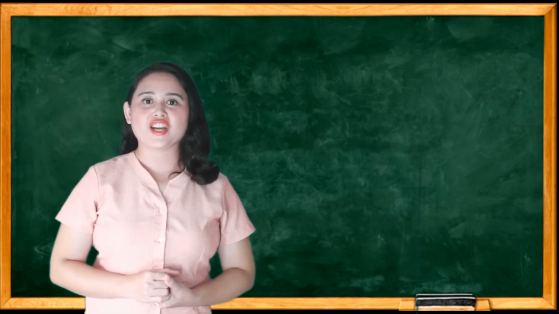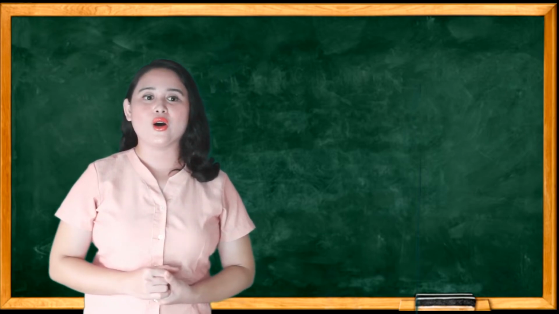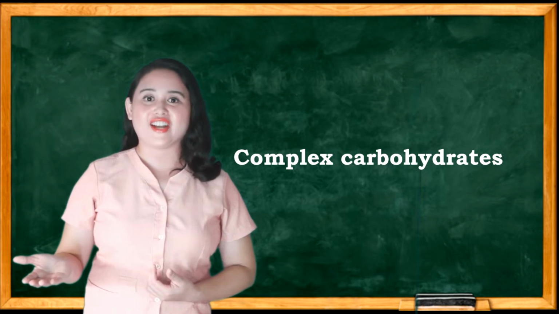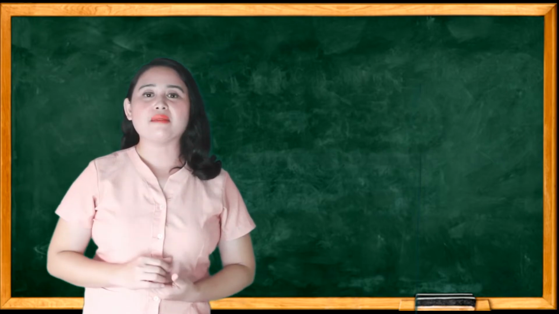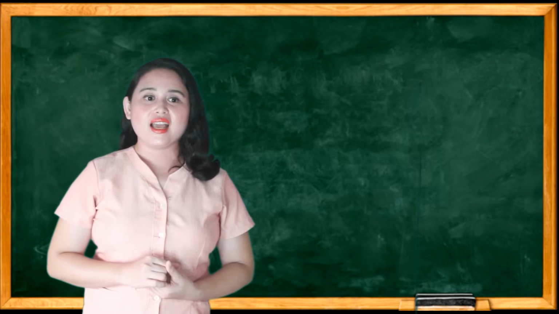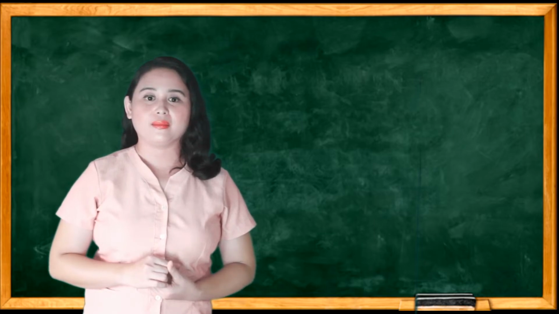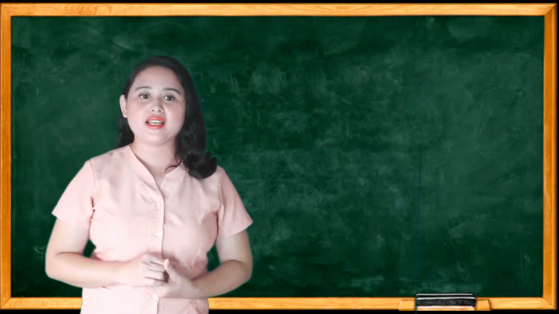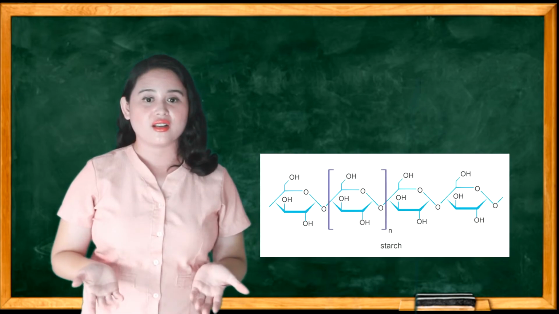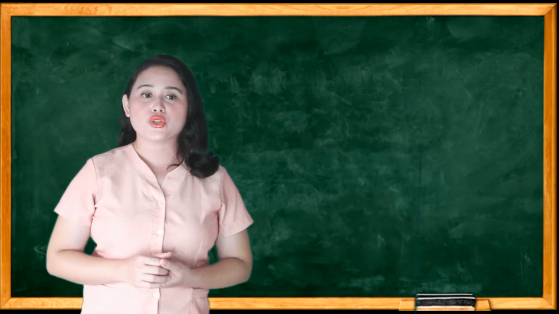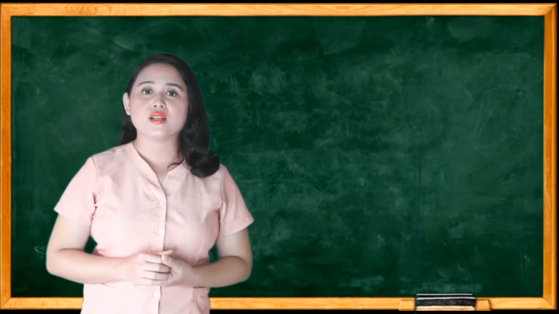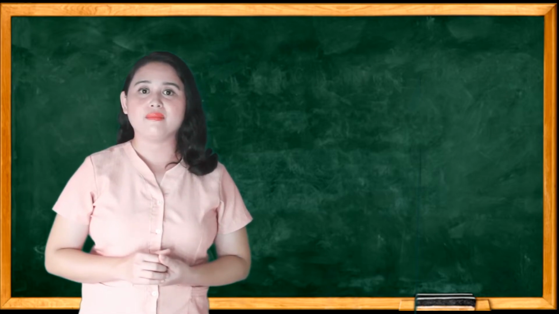Polysaccharides are long chains of monosaccharide units. They are also called complex carbohydrates. Similar to disaccharides, the monosaccharides in a polysaccharide are linked through an ether bond. An example of a polysaccharide is starch, which is used to store energy in plants, and it is comprised solely of glucose subunits.